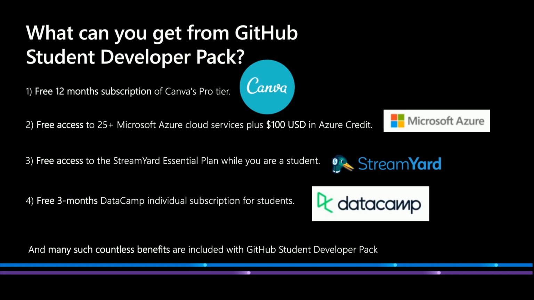So what can you get from this GitHub Student Developer? There are countless benefits in this pack, but there are 4 benefits that I think are most useful for every student. First, you can get a free 12-month subscription for Canva Pro, free access to Microsoft Azure Cloud Service plus $100 in Azure credit, free access to the StreamYard Essentials Plan, and lastly, the free 3-month DataCamp individual subscription. So at this point, you may or may not have heard of these 4 platforms before, but please allow me to further explain how these 4 platforms can help in your university life.